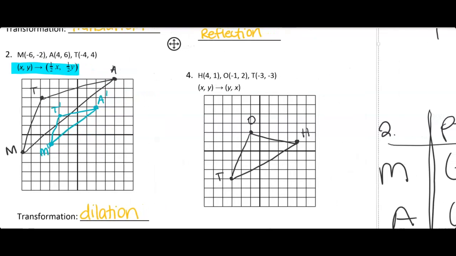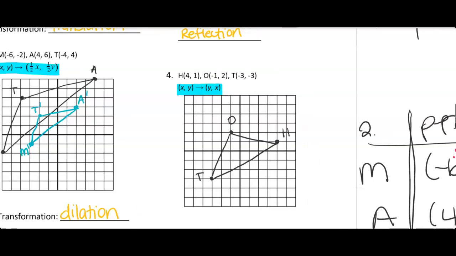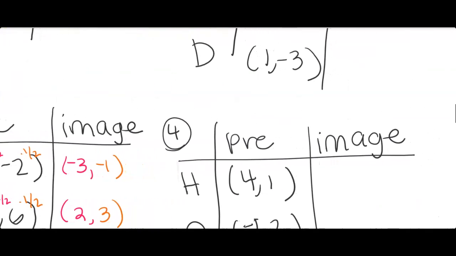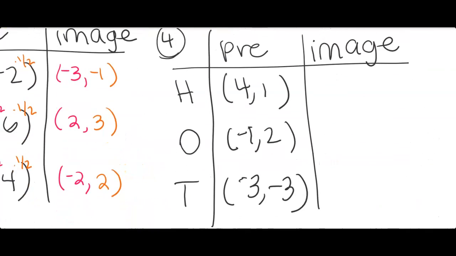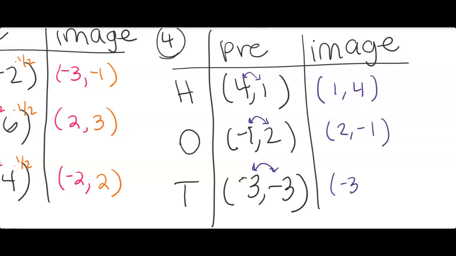Look at number 4. Its rule is that we're just going to change the order. So it was xy, now we're going to change the order to be yx. So when we look at this table here, my new image is just going to switch the order of my x and my y. So I'm going to have 1, 4, 2, -1, and -3, -3.